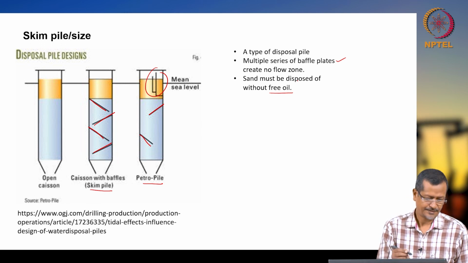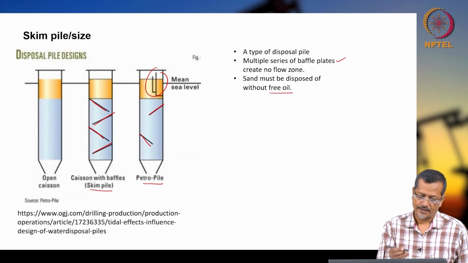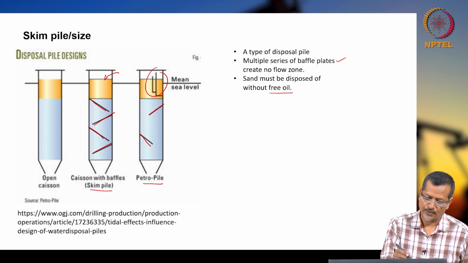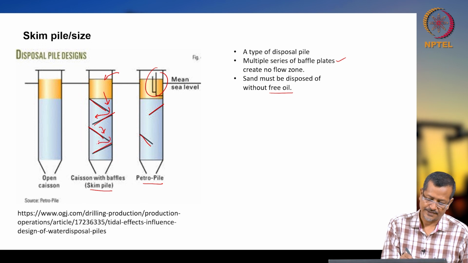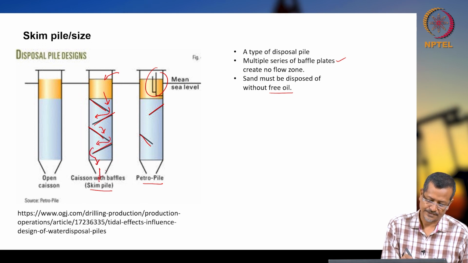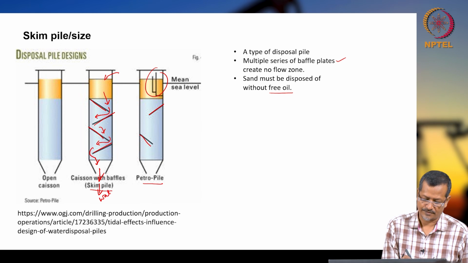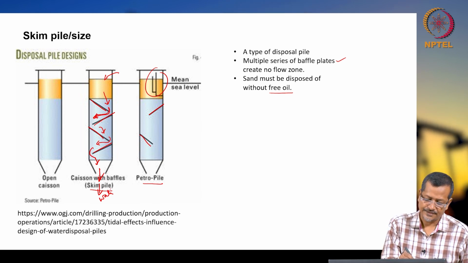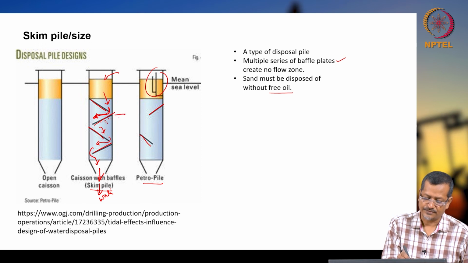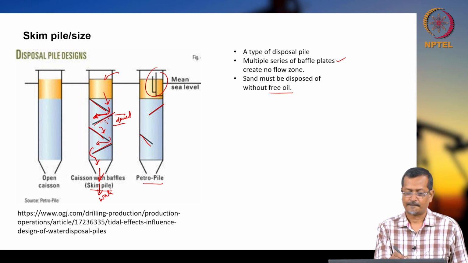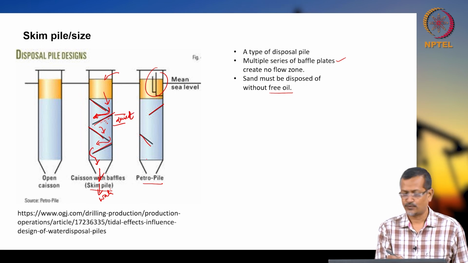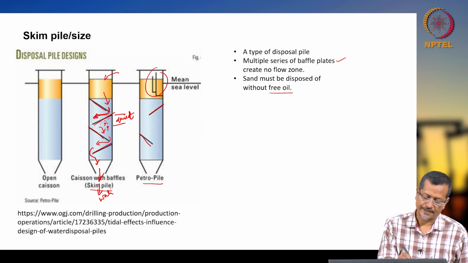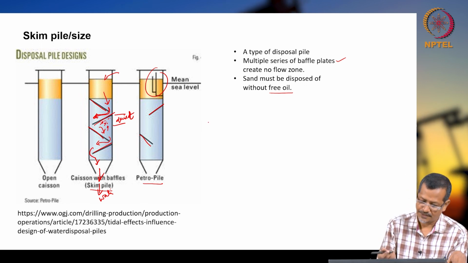So, if you see here, oil and let us say oil water entering, it will go like this, like this, like this, like this. So, water coming out. Now, what is happening when it is going through this? There will be one quiet zone. So, what will happen in the quiet zone? The oil particles will be collected here.